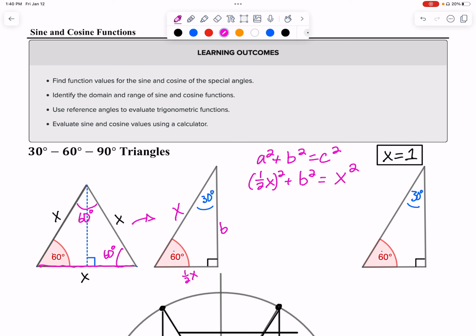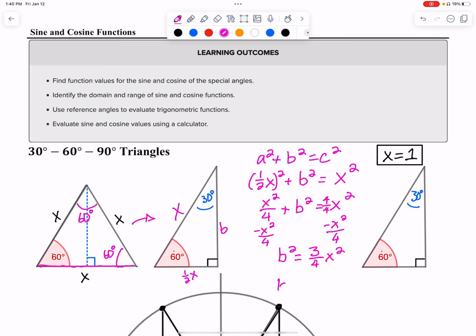So we have that. I'm going to do my squares. The first, we can only really do one. I get x squared over 4 plus b squared equals x squared. All right, and then I'm going to subtract x squared over 4 from both sides. This is just a 4 over 4 because it's a 1. So b squared is equal to 4 minus 1, which is 3 over 4, x squared.